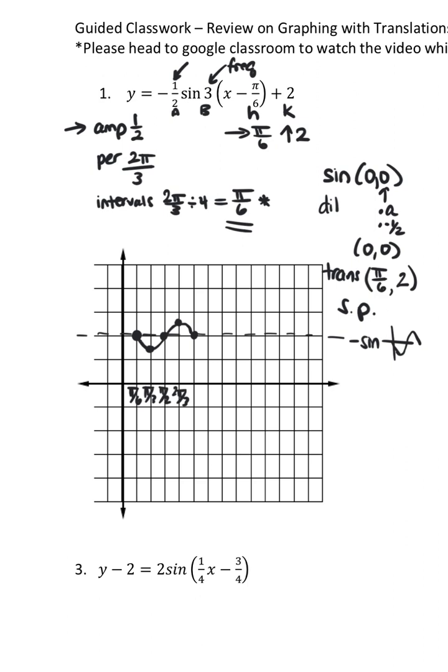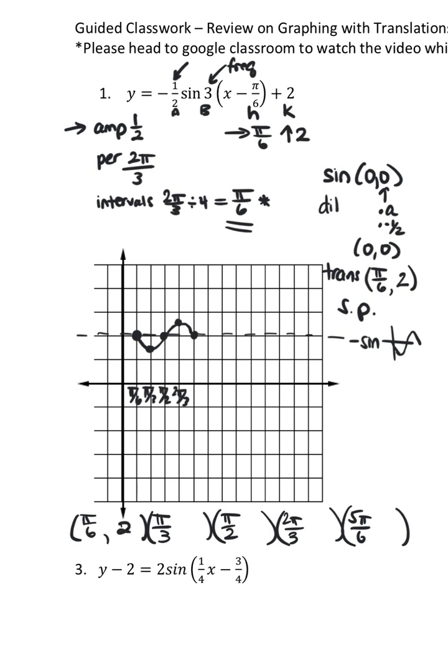Don't forget you want to label your points. So you can actually do that right from the start. If you're starting at pi over 6 and you add pi over 6 each time, pi over 6 plus pi over 6, or 30 plus 30 is 60, plus another 30 is 90, plus another 30 is 120, plus another 30 is 150. So that's 5 pi over 6. Okay, and you can get that by getting common denominators if you needed to as well. And then our y coordinates are 2, 1.5, 2, 2.5, and 2.